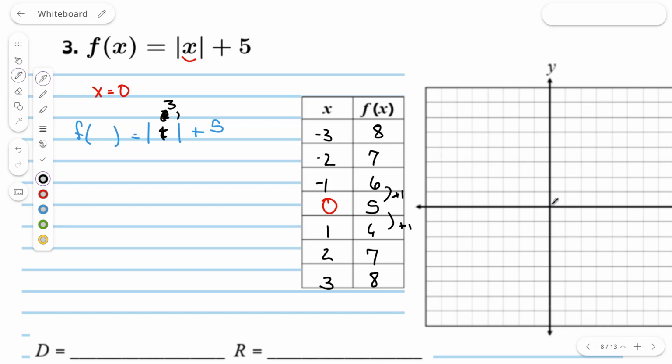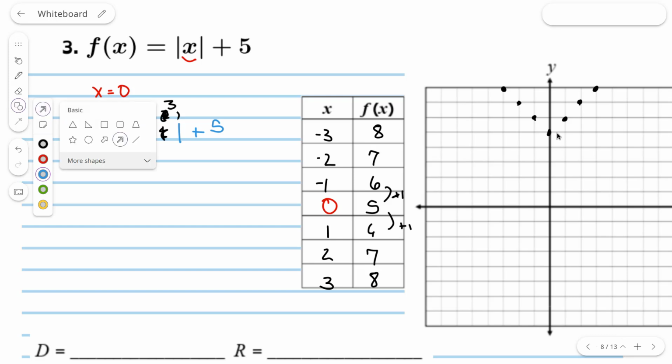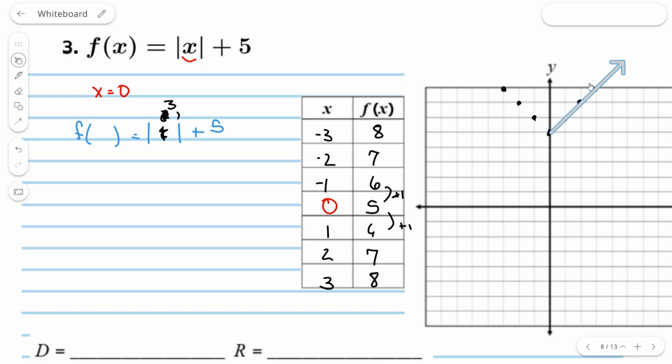left to right. So I went back to negative 3, and I go all the way up to 8. Negative 2, I'm going all the way up to 7. Negative 1, 6. 0, 5. 1, 6. 2, 7. 3, 8. And so I'm going to go ahead and draw in my line. So going to the right goes up, going to the left, we go up the other way.